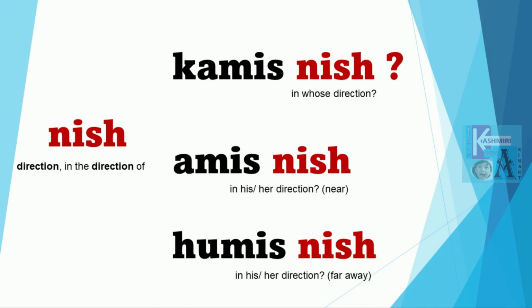Finally, the last three words are kamisnish, which is a question, and the answer could be amisnish and humisnish. Amisnish is used to signify someone who is near to the person who is answering, and humisnish is used to signify someone who is a little bit far away from the person who is answering. Both amisnish and humisnish signify in somebody's direction.